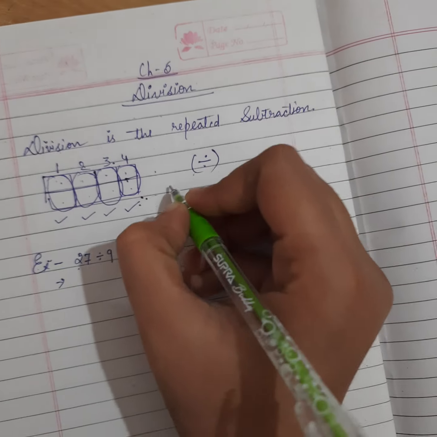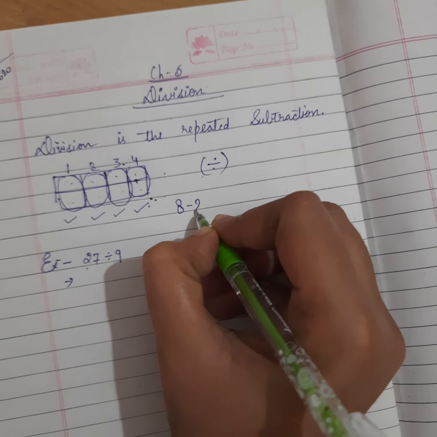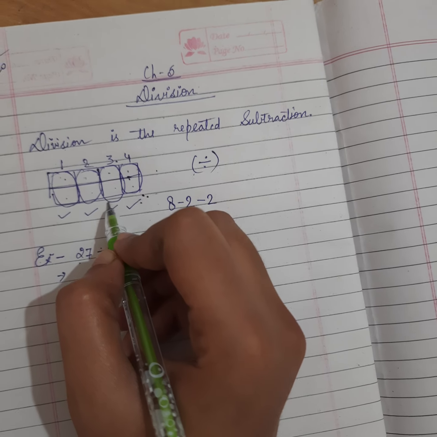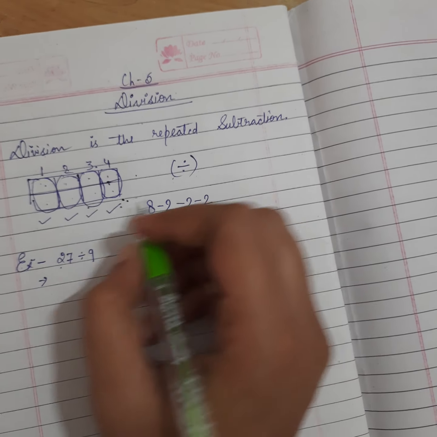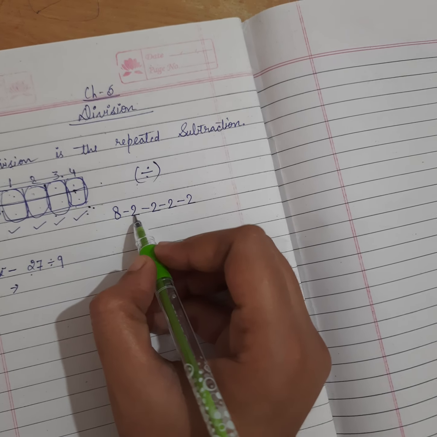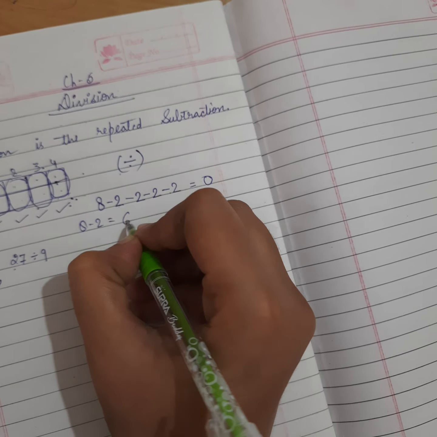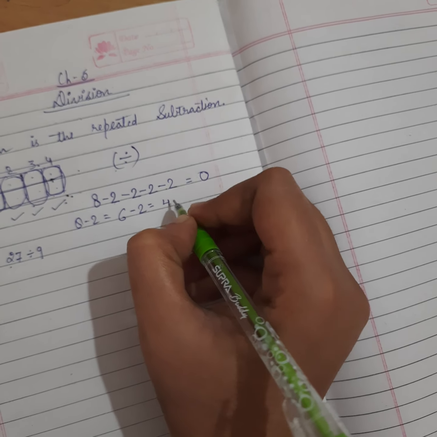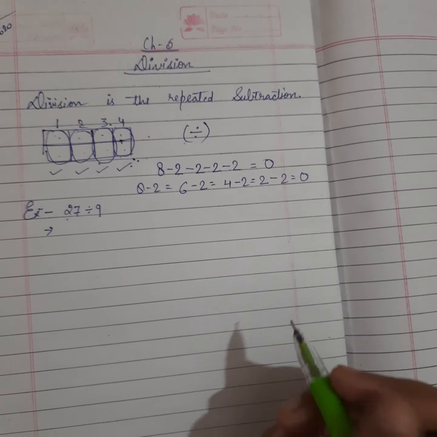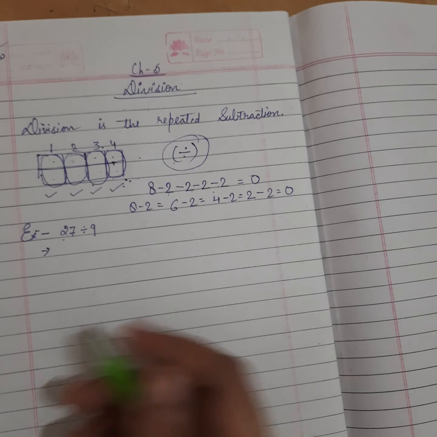So we did like this. Total 8 pieces were there, and firstly we gave 2 pieces, so I subtract 2, then again 2 pieces I gave, then I again subtracted 2. Next one, again I gave 2 pieces of chocolates, then again I subtracted, and the last also I gave 2 pieces. So 4 times I gave, 4 times I subtracted 2, same number, and then I got 0. 8 minus 2, 6, 6 minus 2, 4, 4 minus 2, 2, and 2 minus 2, 0. The repeated subtraction of same number is called division, and this is the symbol of division.